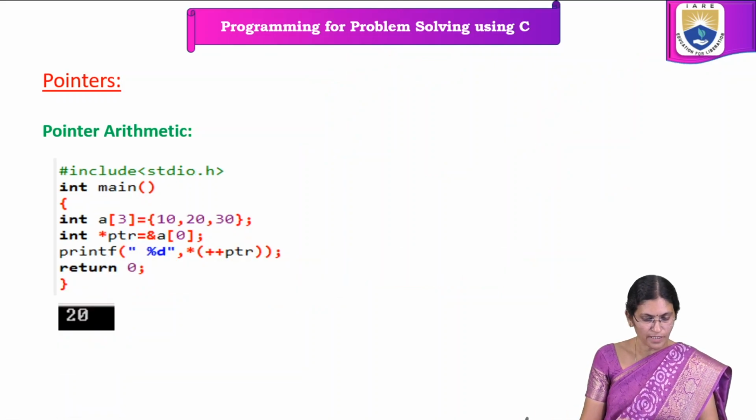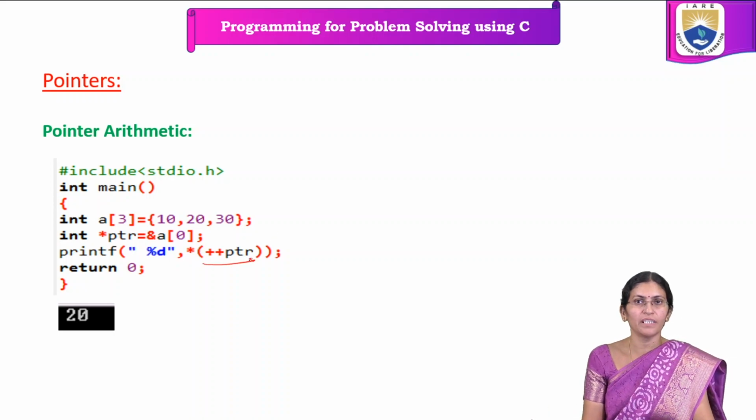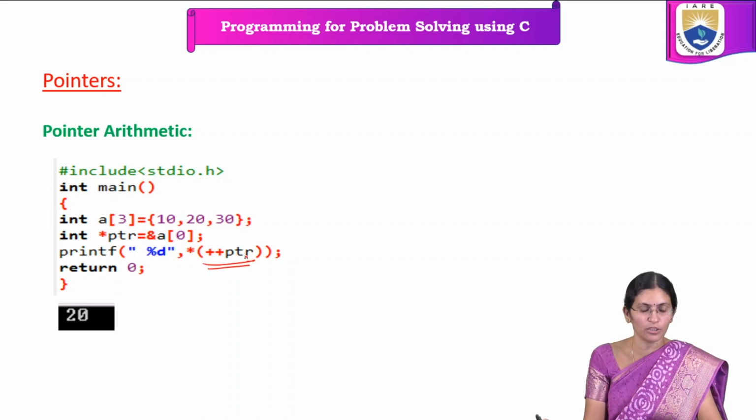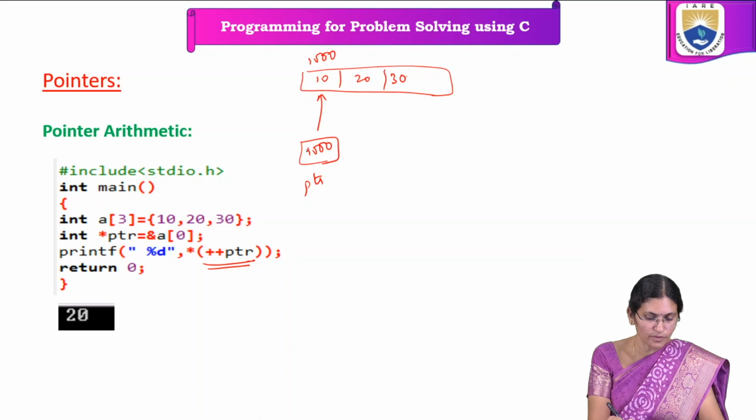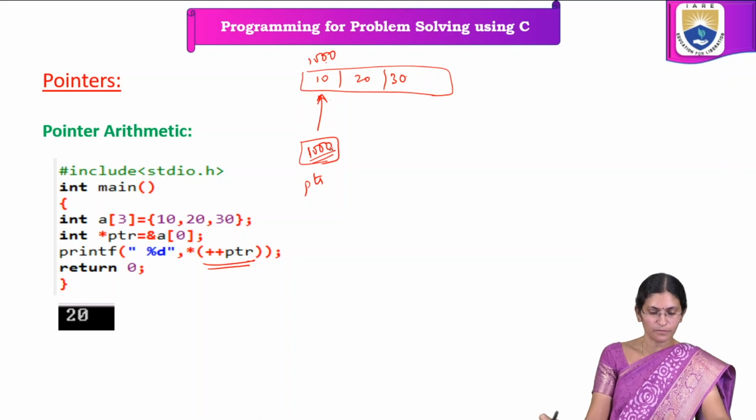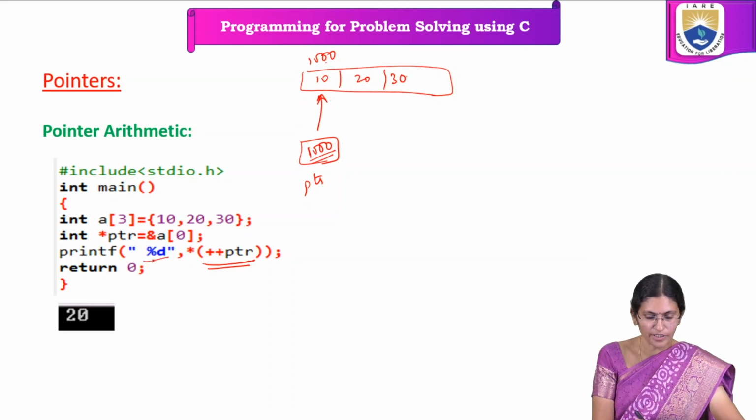Next is one more example of pointer arithmetic. Here we have applied the pre-increment operator. Suppose here also we have taken the array 10, 20 and 30. PTR is equal to address of A of 0, so PTR is storing the address of the first element of the array. Suppose this is 1000. Its address will be stored in the PTR variable. Next, when you try to print the value at PTR, this will be evaluated in this way.